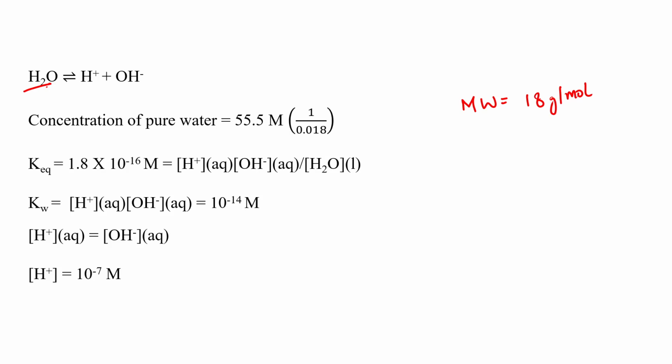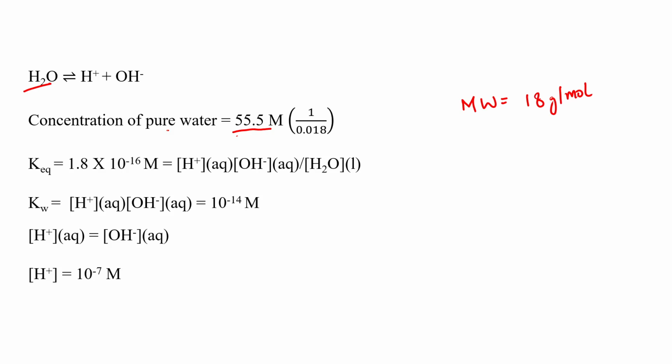That is basically you divide the amount of water by 1 liter of volume. So you have 1000 upon 18, or 1 upon 0.018, which gives you 55.5 molar. This is the concentration of water. Now 1 mole of water is giving you 1 mole of H plus ions, so the concentration of H2O will be equal to the concentration of H plus ions.